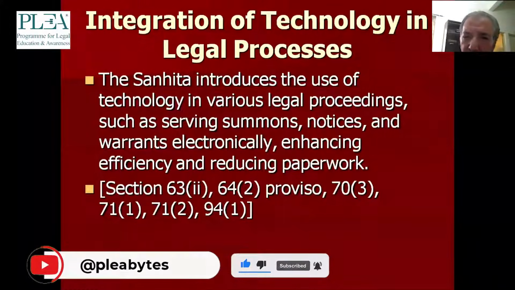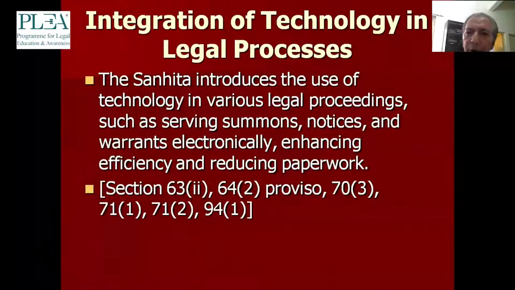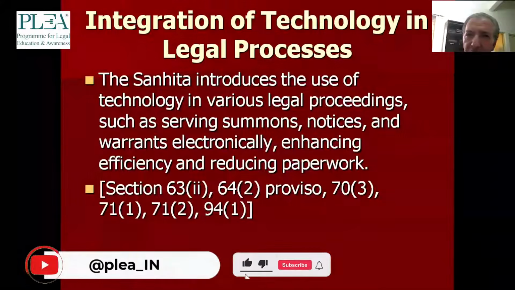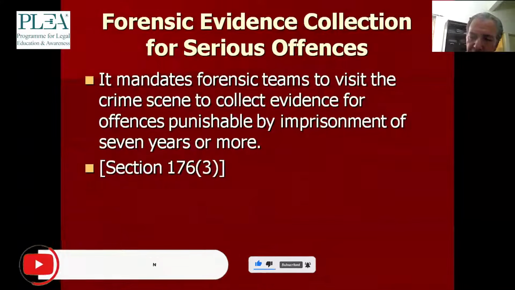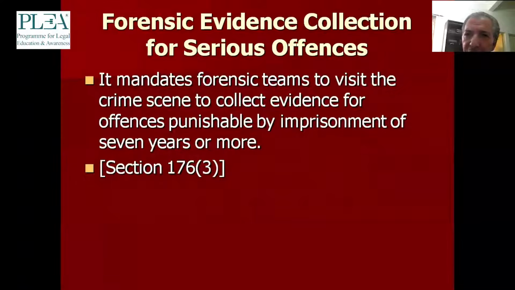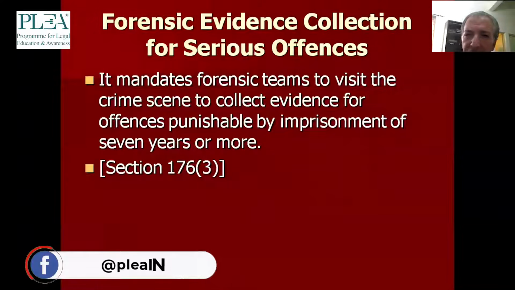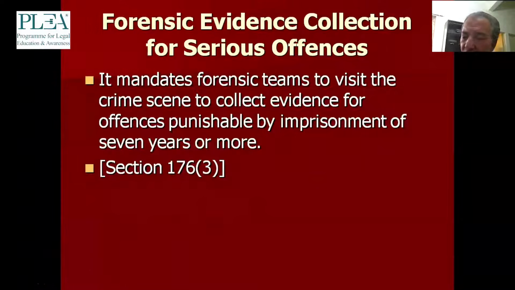So section 63(2), related to sexual crimes, which is chapter 5 of the BNS, this is BNSS. So section 63(2), 64(2) proviso, 70 subsection 3, 71 subsection 1, 71 subsection 2 and 94 subsection 1. So these are the provisions under the BNSS. Then we see forensic evidence collection for serious offences. So it mandates forensic teams to visit the crime scene to collect evidence in offences punishable with imprisonment of 7 years or more. This is given in 176 subsection 3.